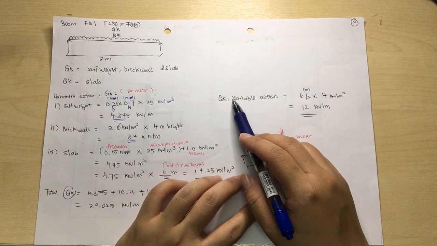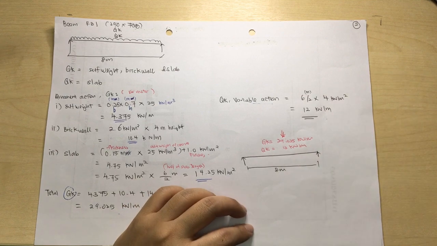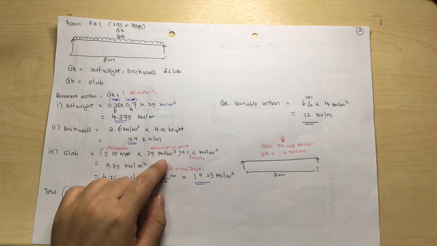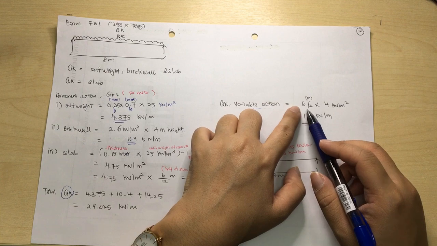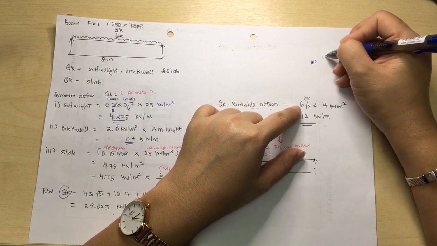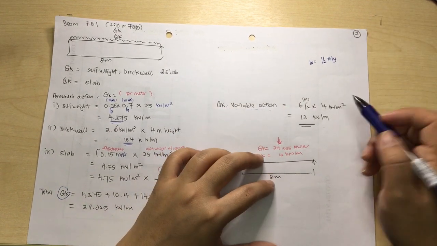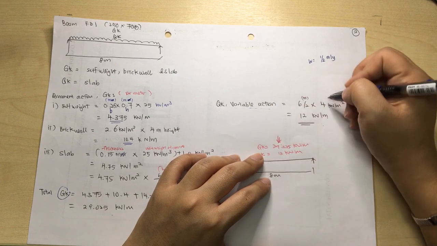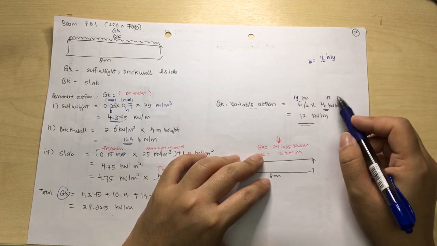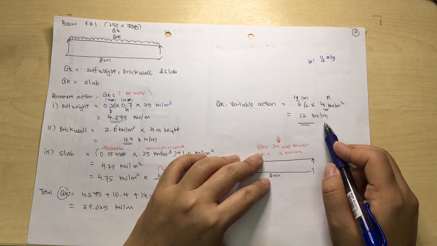Okay, so for QK, which is a variable action, is from the slab. So the variable action in the question here is 4.0 kilonewton per meter square. So we need to calculate the QK. We know that W is equal to 1 over 2 N times Ly. So the variable action is 4 kilonewtons, which is the N, and then the Ly is 6, and 1 over 2, so half times 4 times 6, you will get 12 kilonewton per meter.